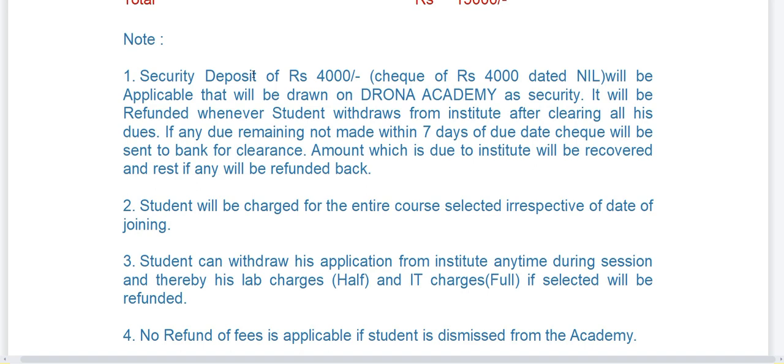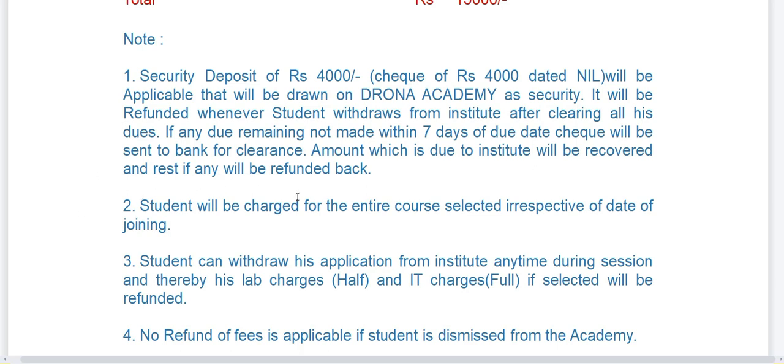And you have to carefully write the name, that is Drona Academy. Fill this particular part very carefully. It will be refunded whenever the student withdraws from the institute after clearing all his dues. That cheque is only for security purposes and is not going to the bank in any circumstances. But if any student does not clear his dues till the last, then that cheque will be sent to the bank for clearance. Whatever amount is due to the academy will be collected, and the rest will be refunded to the respective account.